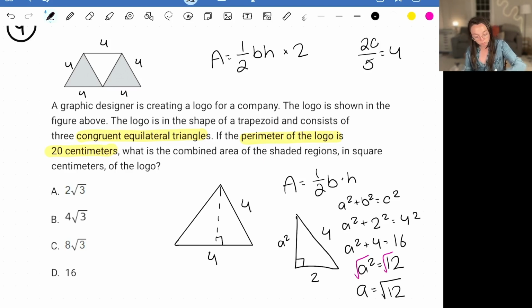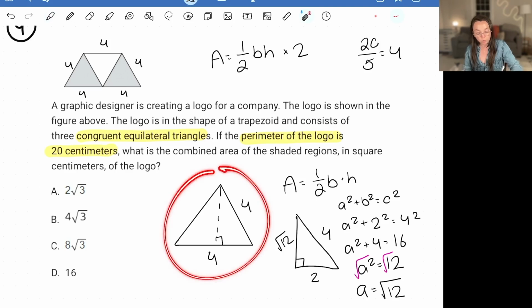Remember, we're just solving. Oh my gosh, I'm so sorry. This is not a square, I got confused. That's just a. All right? That's just a. Anyways, it's a, but now it's square root 12 because we found out that a actually equals square root 12. Now, that is the height of this equilateral triangle here. So we can go ahead and plug that height right there.